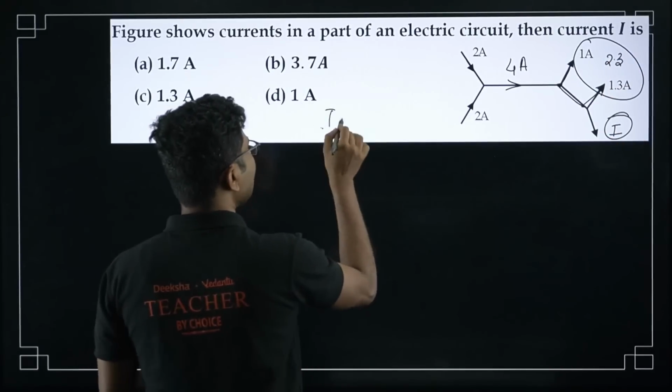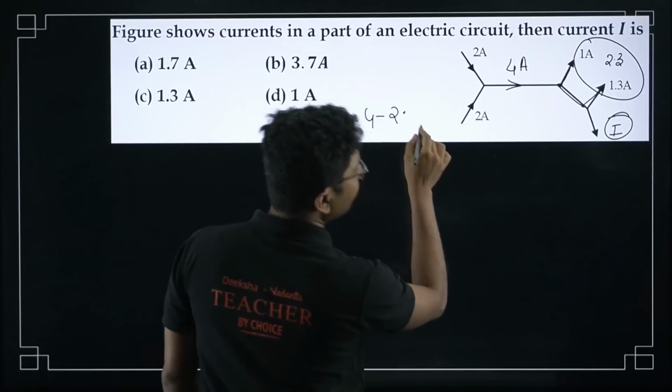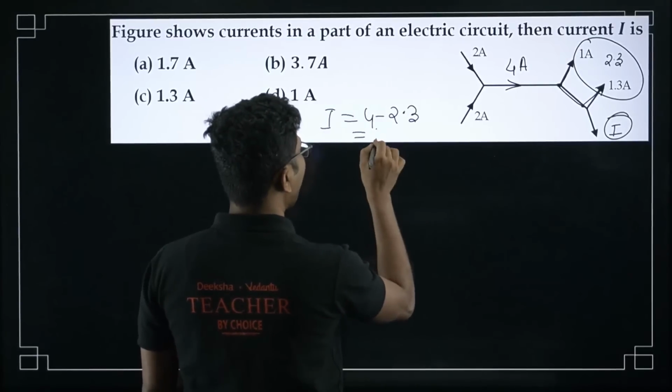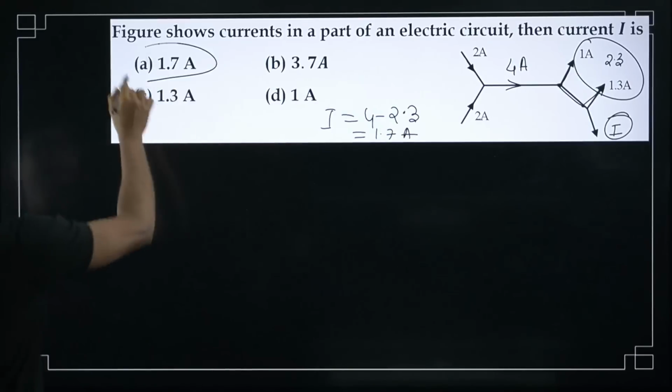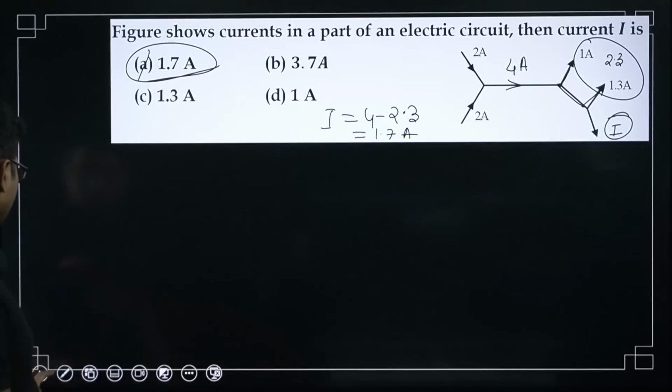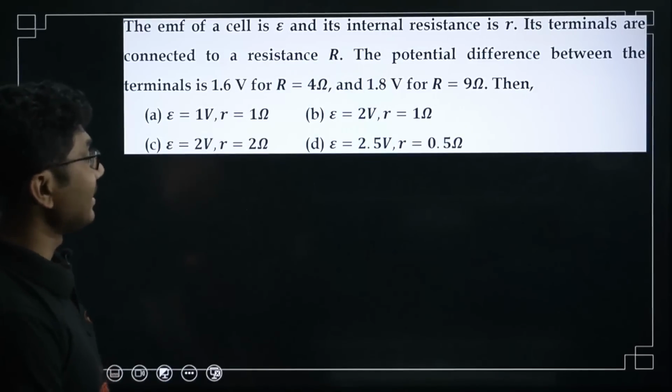I must be equal to 4 minus 2.3, that is 1.7 ampere. So it is 1.7 ampere. Option A is correct.